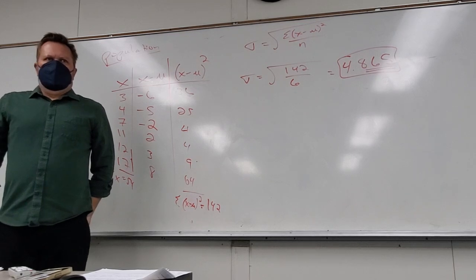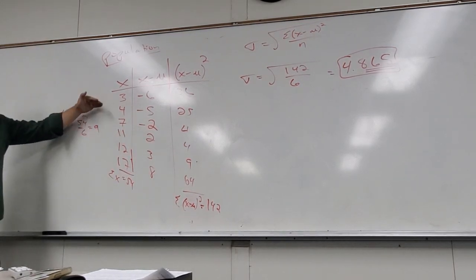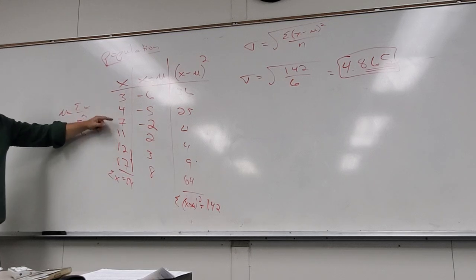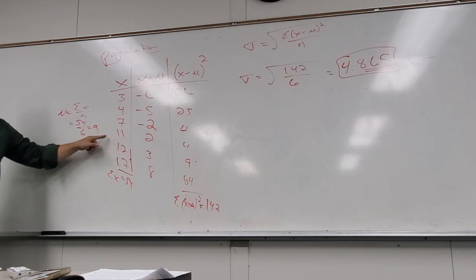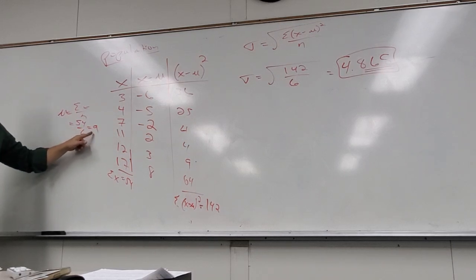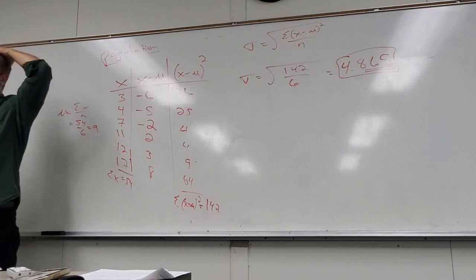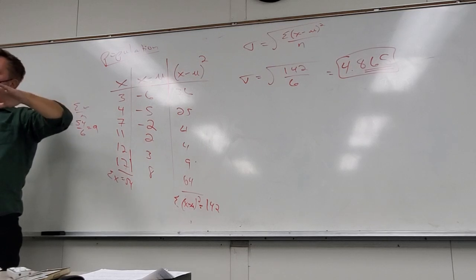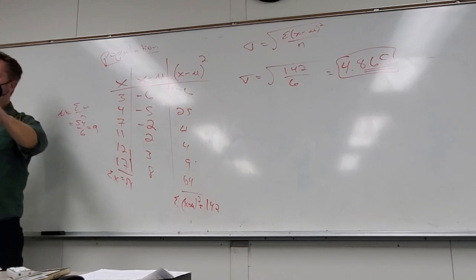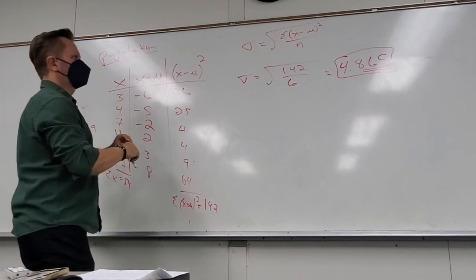So again, it's the average distance that the data points get away from this. So 11 is only 2 away, 7 is only 2 away, but 4 is 5 away. So on average, they get about 4.865 away. That's an estimate of what that average distance is. Does that make sense?